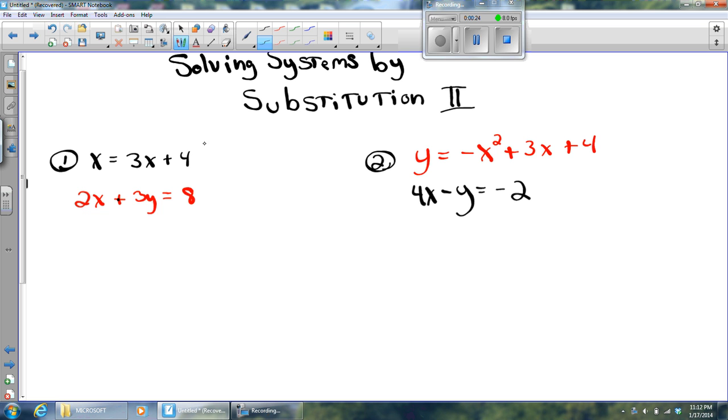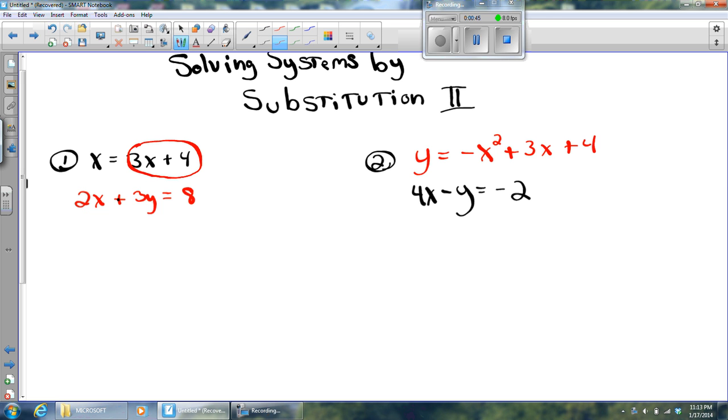All right, let's do number one. We've got two linear equations. And in the first equation, x is already isolated. It's already alone. So I don't need to solve for anything. It would be more work to solve for another variable. x is already by itself, so I'm going to take what x equals.